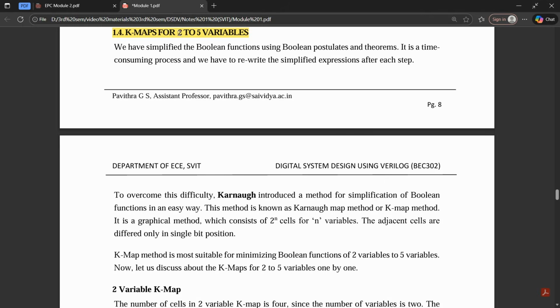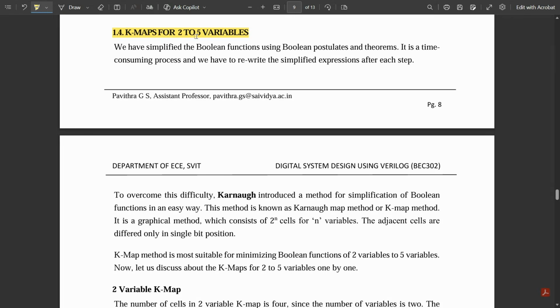K maps for 2 to 5 variables or 2 to 4 variables. A 5 variable K map they won't be asking, so 2 to 4 variable K maps you should know. So what do we mean by this K map? Let us see now. We have simplified the Boolean functions using Boolean postulates and theorems till now. It is a time consuming process and we have to rewrite the simplified expression after each step. We have seen that in the previous videos, right?